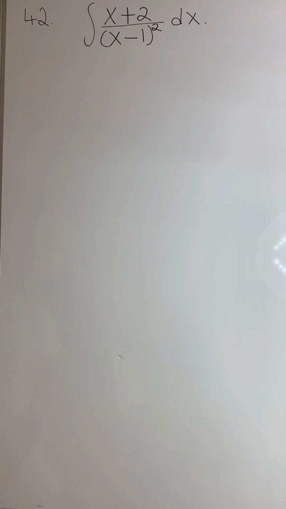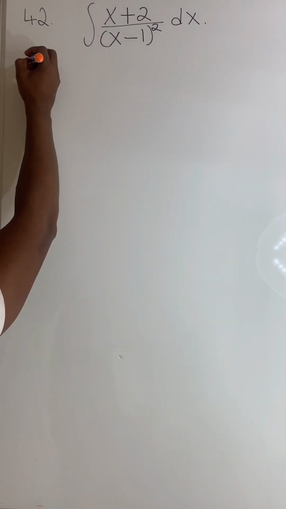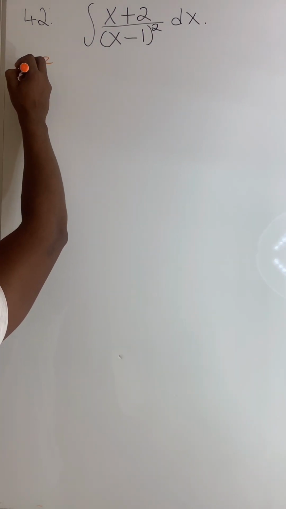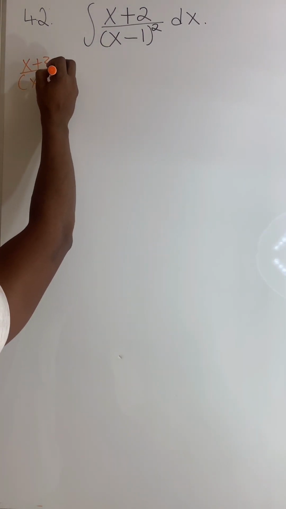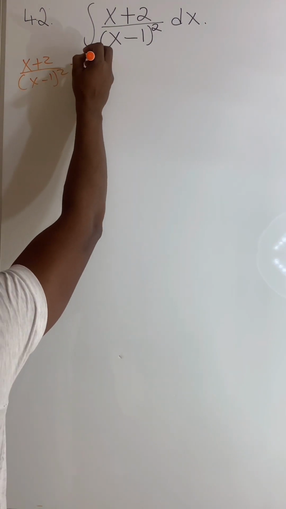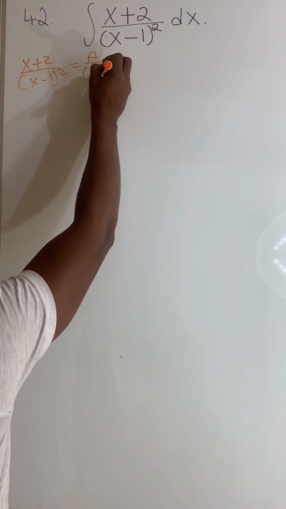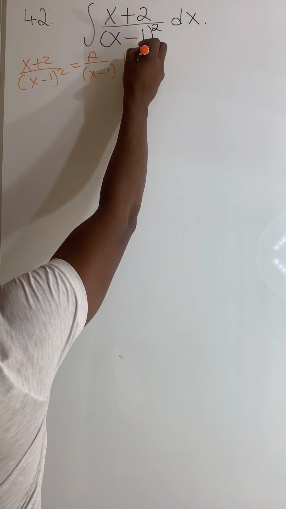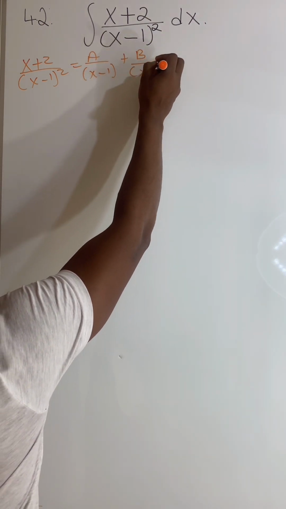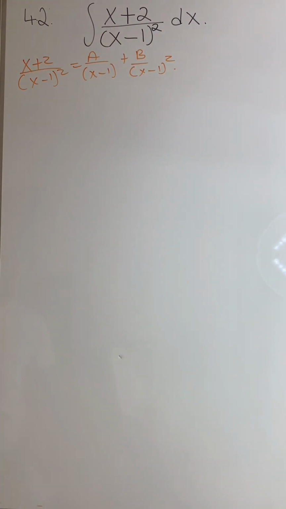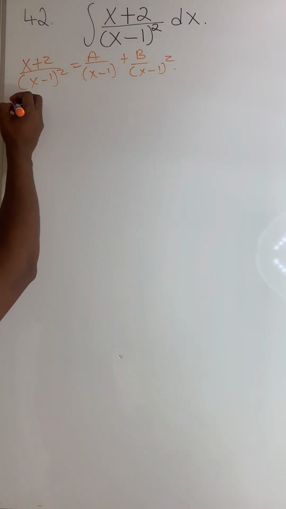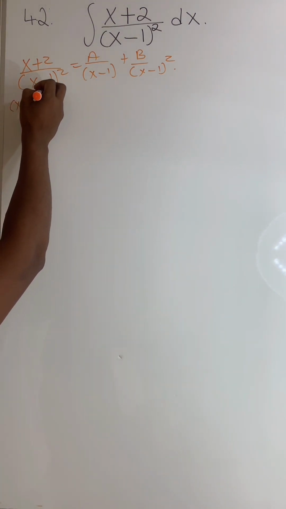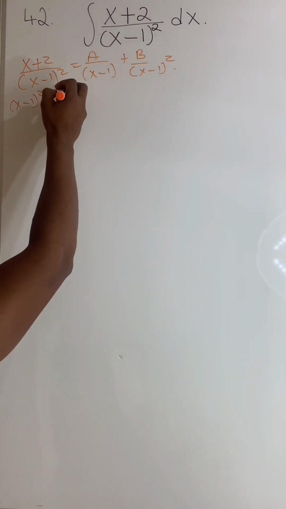4.2, we have to determine the integral of x plus 2 divided by x minus 1 squared dx. And to determine this integral, we have to use partial fractions, where x plus 2 over x minus 1 squared is equal to a over x minus 1 plus b over x minus 1 squared. The next step is for us to multiply both sides of the equation by x minus 1 squared.